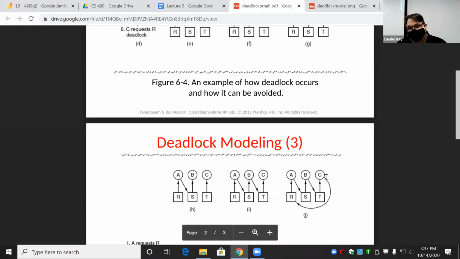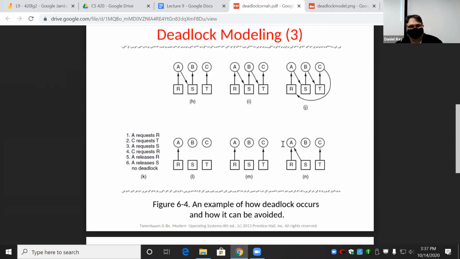Right? You can follow a cycle of these arrows, okay? Back to whatever point you start from, okay? Therefore, this is a deadlock series of requests and releases. We never got to any releases, in fact.